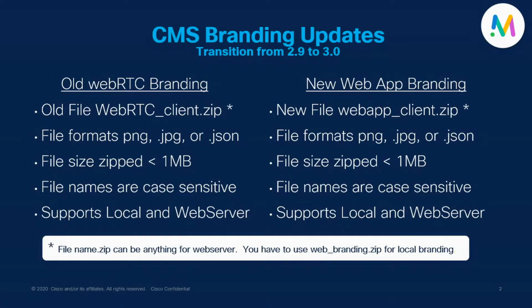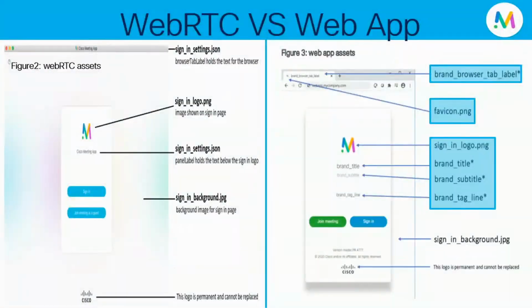The one thing we can point out between web server and local branding is that the local branding server has to have the naming convention web_branding.zip for it to work properly. When we look at the WebRTC versus Web App landing pages, we can see some new changes. In the WebRTC, we still see the sign-in settings JSON. We see the sign-in logo PNG, sign-in settings JSON, and sign-in background.